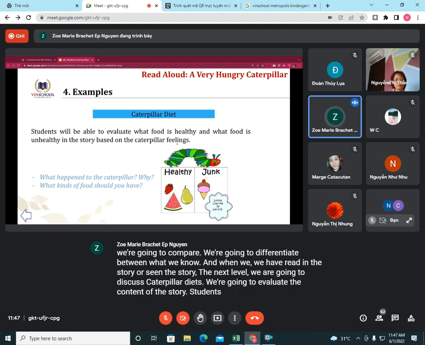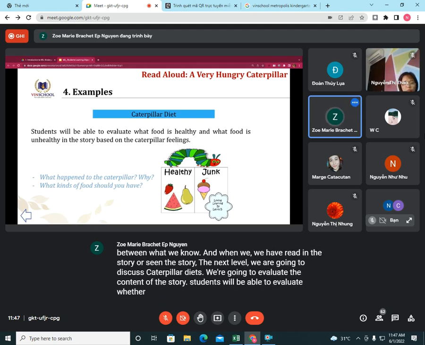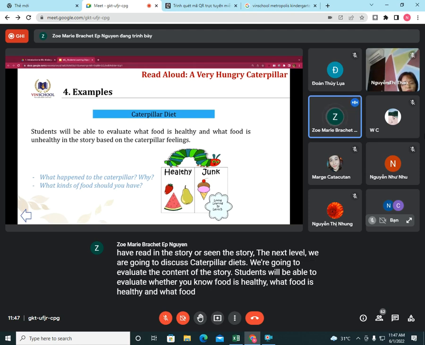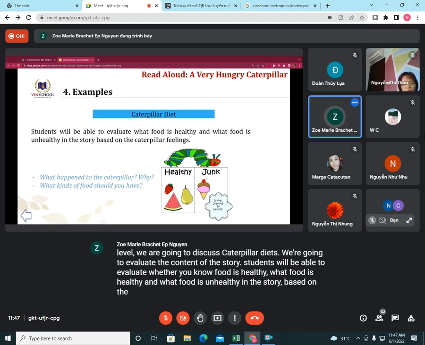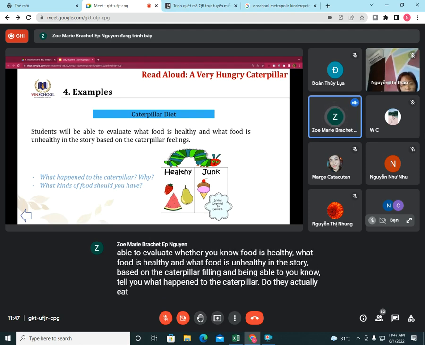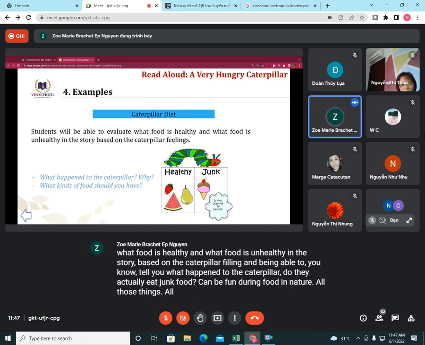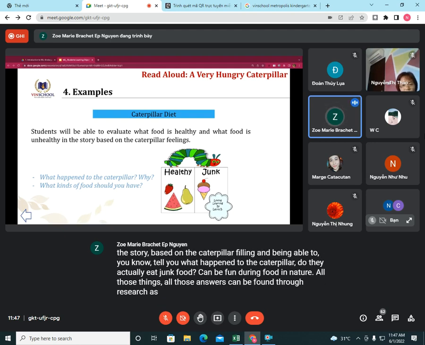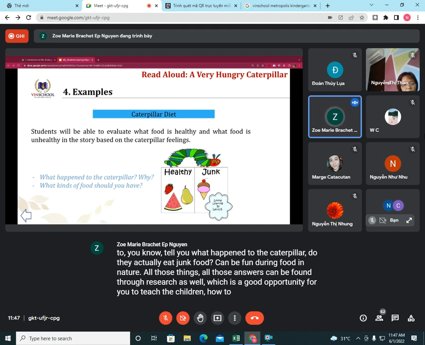Students will be able to evaluate whether food is healthy, what food is healthy, and what food is unhealthy in the story based on the caterpillar feeling, and being able to tell you what happened to the caterpillar. Do they actually eat junk food? Can they find junk food in nature? All those answers can be found through research as well, which is a good opportunity for you to teach the children how to research information.